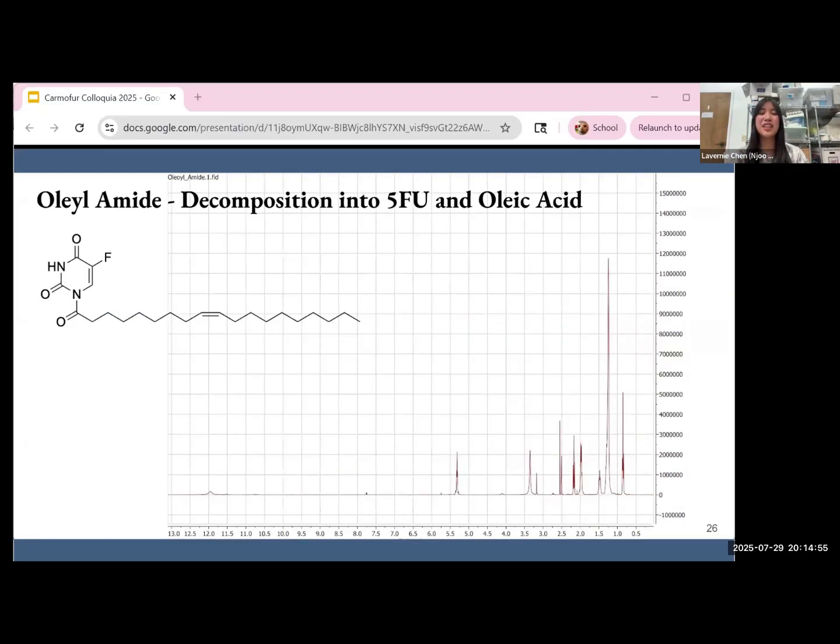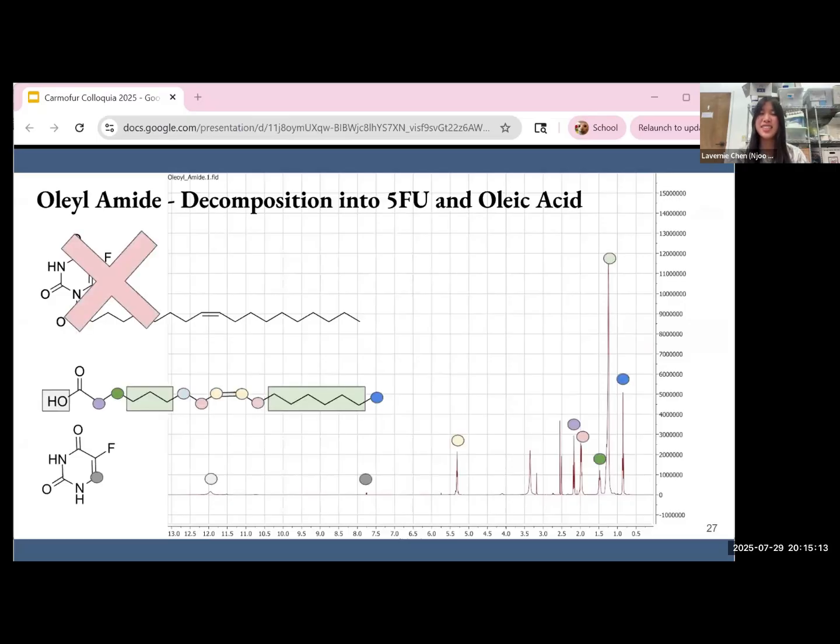As you can see, oleoamide was one of the compounds we initially sent to our high field, and our hearts really shattered when we received the oleoamide back from the high field and saw the peak at 12.0, which would tell us that our compound had decomposed into 5-fluorouracil and oleic acid, based on the carboxylic acid shown at 12 ppm, and other characterization of the other protons.